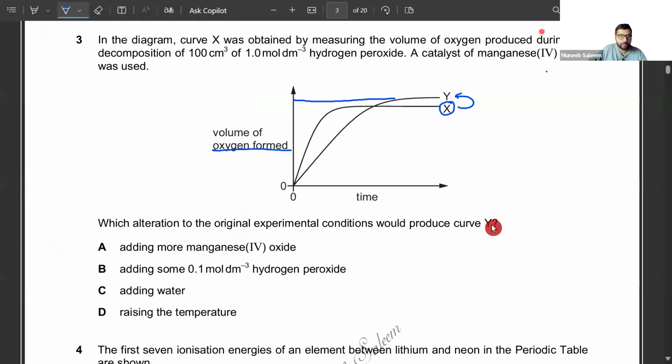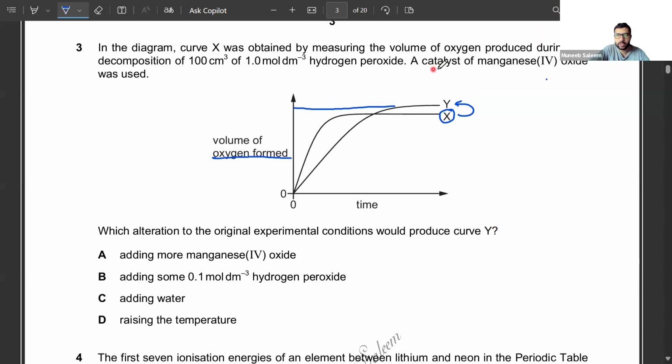Let's suppose which is A, adding more manganese peroxide, then we should remember that it is simply the catalyst. It is not a reactant, so it is just a catalyst, and a catalyst only increases the speed of the reaction. So if we add manganese peroxide, it will just increase the rate of the reaction, and that's all. It will increase the speed of the reaction, and still the graph will come at the same point of X. There will be no effect of manganese peroxide.